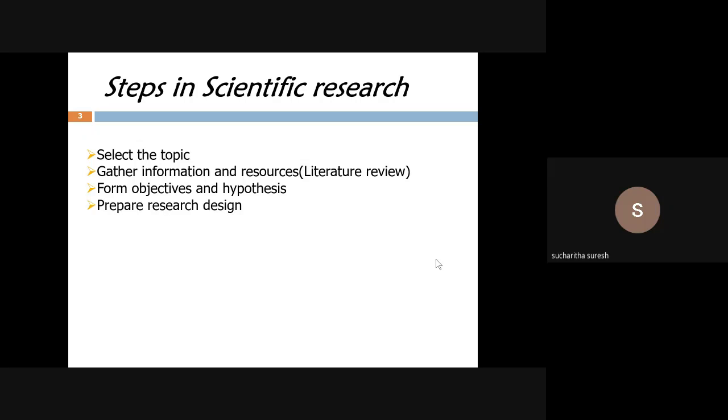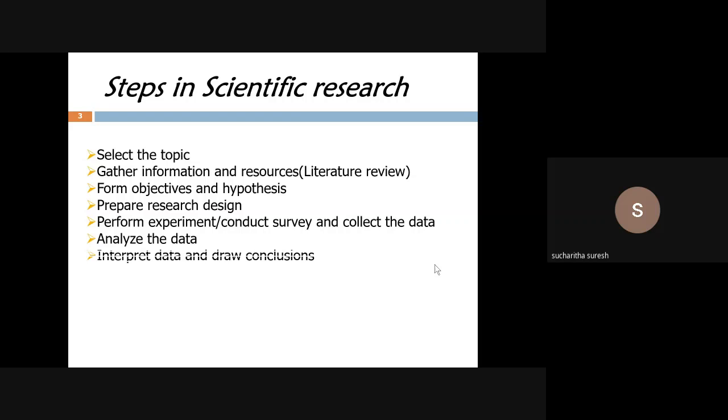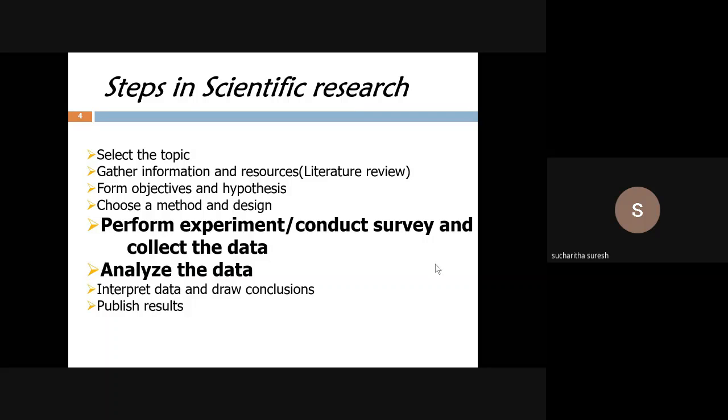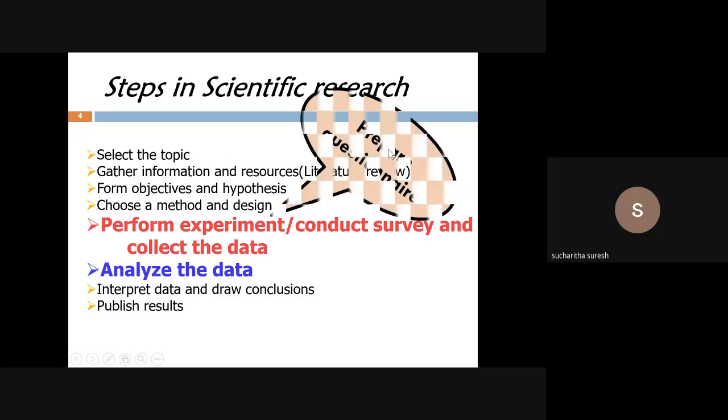After that, you have to prepare a research design, that means a synopsis. In that, you have to mention which method of data collection you are using. Then you have to conduct the experiment or collect the data. How to collect the data? You need to have an instrument to collect the data, right? Only after collecting the data can you analyze, then interpret, and then publish. So to perform an experiment or conduct a survey, we need an instrument. We need to prepare a questionnaire.